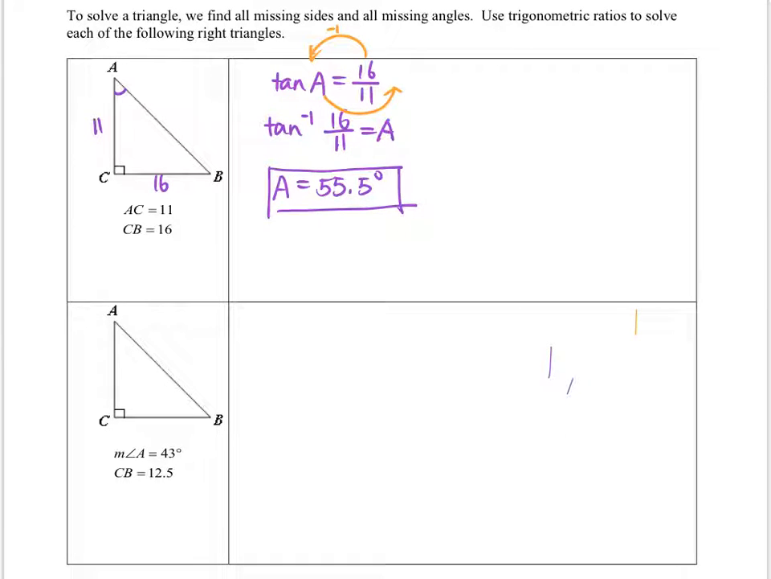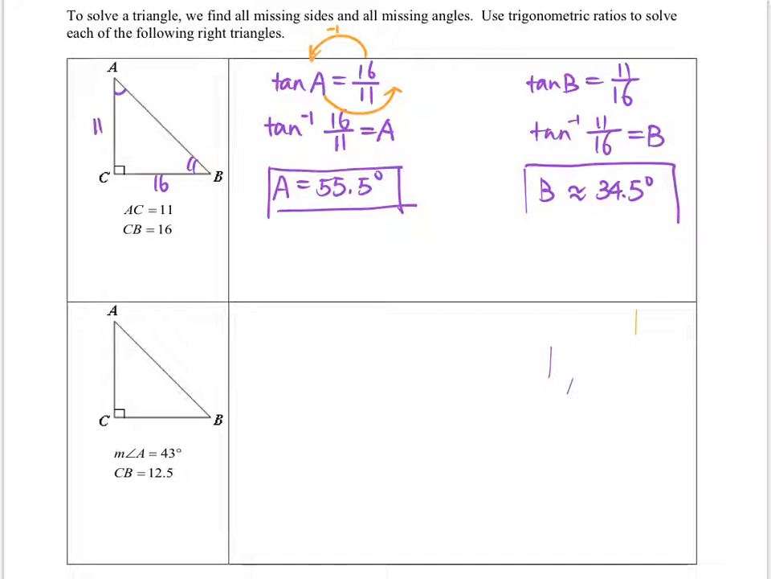Now, if you want to do the same thing with angle B here, you can do the same thing with tangent B, which is opposite over adjacent. And then you do the inverse of 11 over 16. That should give you B. And use your calculator. It should be approximately, I should have said approximately, 34.5 degrees. And if you add A and B together, the sum should be 90 degrees. That tells you they're complementary angles, right?